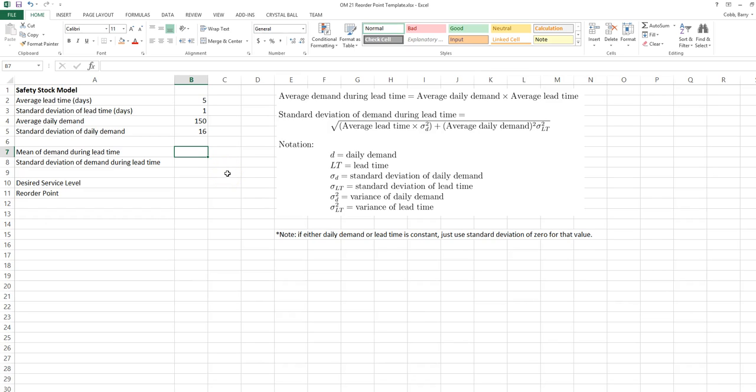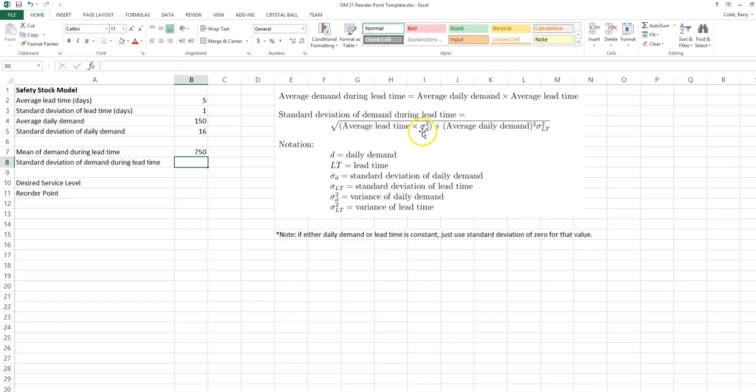We need to convert the mean and standard deviation of daily demand and the mean and standard deviation of lead time into a mean and standard deviation of demand during lead time. The mean of demand during lead time is simply the average lead time times the average daily demand. The standard deviation of demand during lead time involves all 4 of the initial assumptions. The formula is shown to the right.